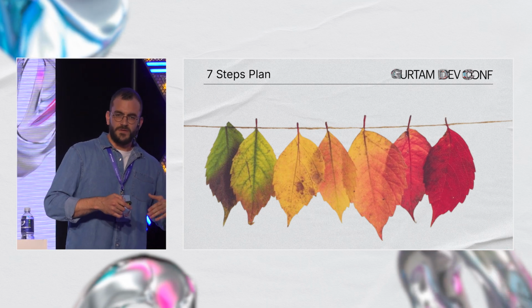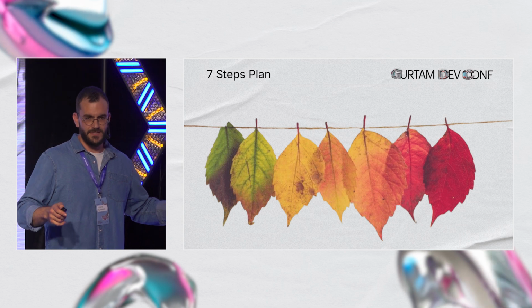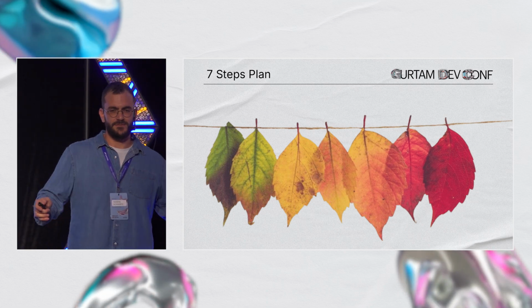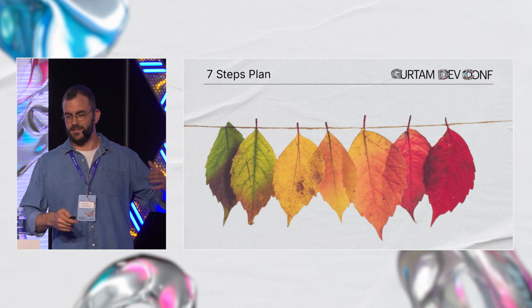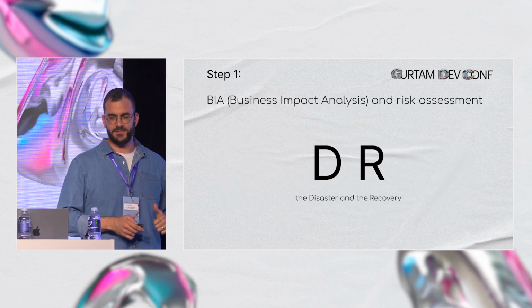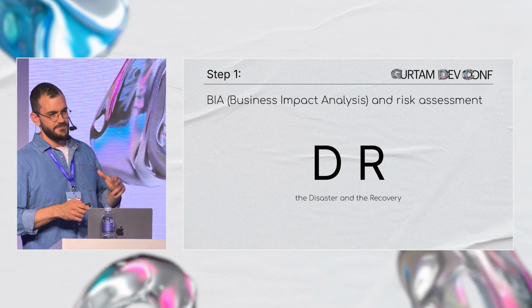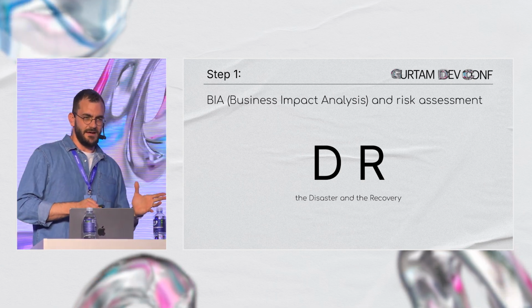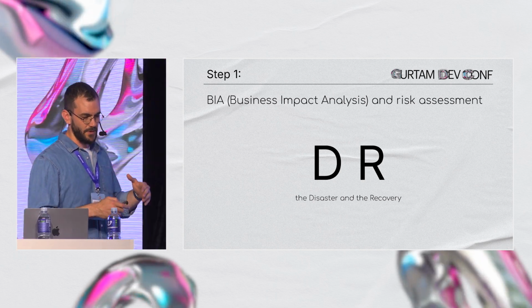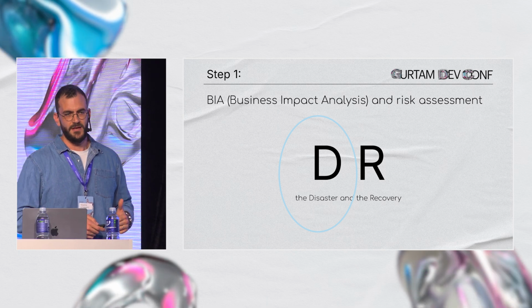Now we will go over the 7-step plan. After I finished the disaster recovery plan, I found out I can split it into 7 steps that make it easy to understand. Step 1 is the BIA, the business impact analysis. Before you start to talk about the technical aspect, you need to understand what you are willing to do. What is the disaster that you are willing to deal with?